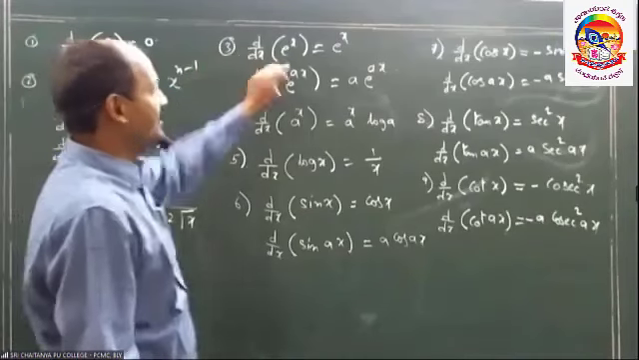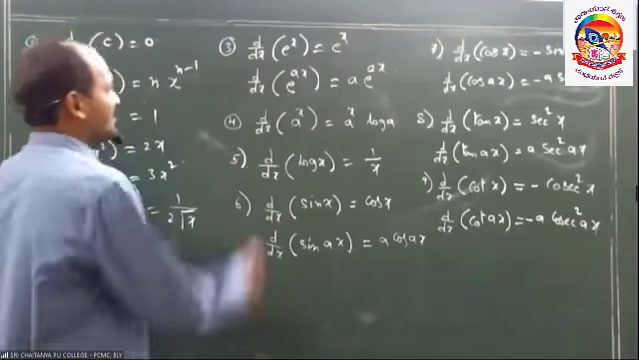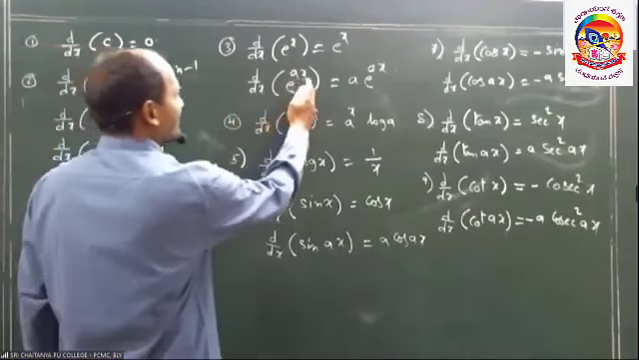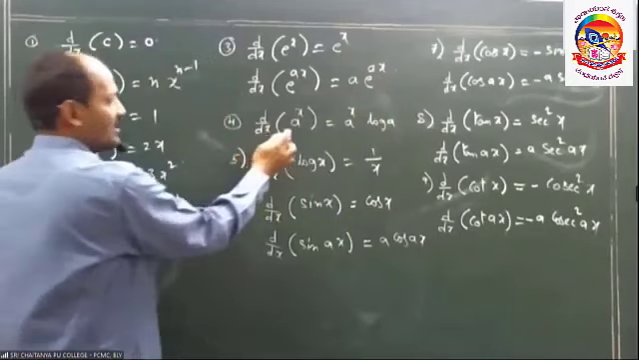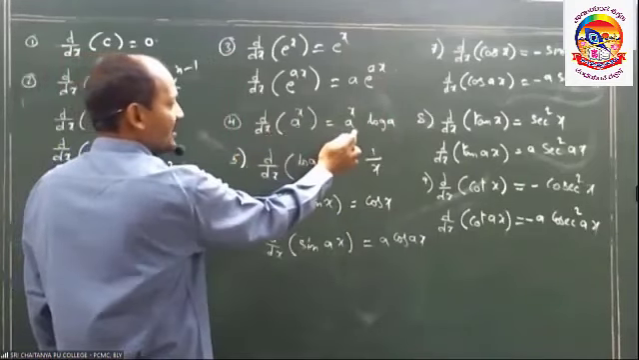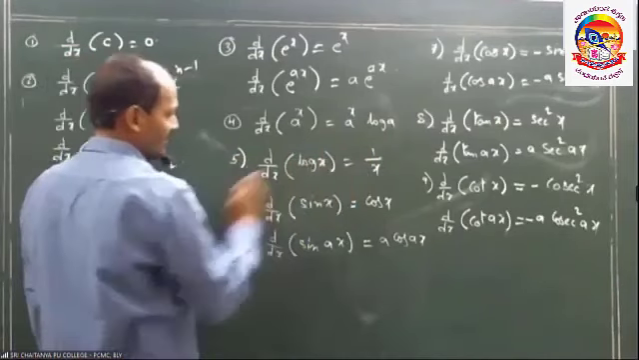Next, derivative of e to the power x. Derivative of e to the power x is equal to e to the power x. So the derivative of e to the power ax is a e to the power ax. Derivative of log x is 1 by x.